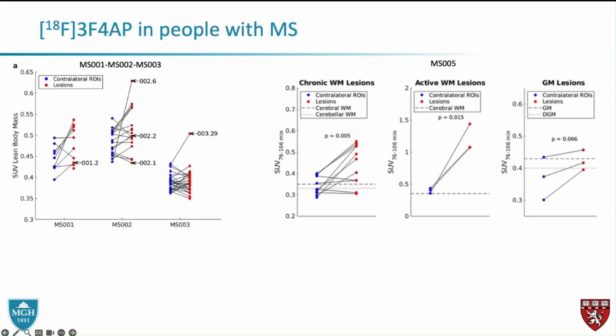And then MS3 was interesting because this was a person with progressive disease. Here you see a lot of lesions that have this downward trend, meaning there are dark lesions, which we think reflect a lot of degeneration. In the person with the gad-enhancing lesions, we saw a lot of bright lesions. Among the non-gad-enhancing ones, the gad-enhancing ones were very, very bright. And then the gray matter lesions were somewhat brighter.